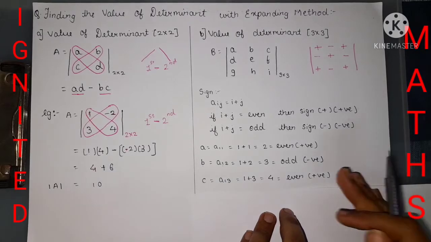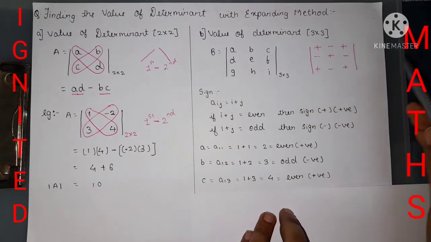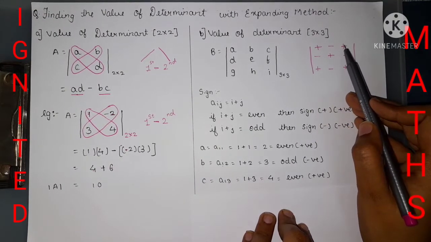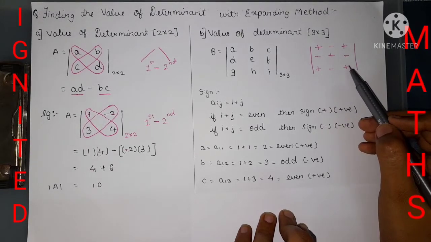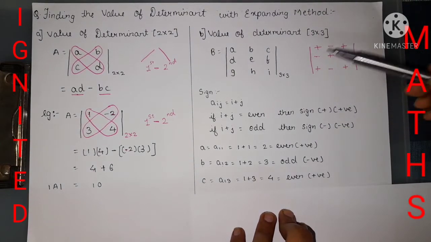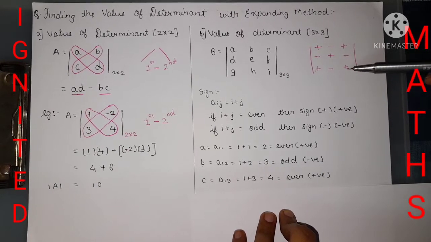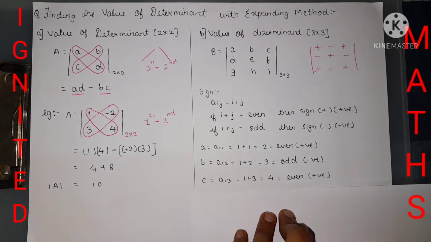For just the remembering part, I have explained how the sign comes, but now you can remember it as alternate sign. Alternate sign means the first sign will be positive, the second sign negative, the next positive, negative, positive, negative, positive. If you see from each and every side, from this side positive, negative, positive, in this side positive, negative, positive, downward positive, negative, positive, upward positive, negative, positive.